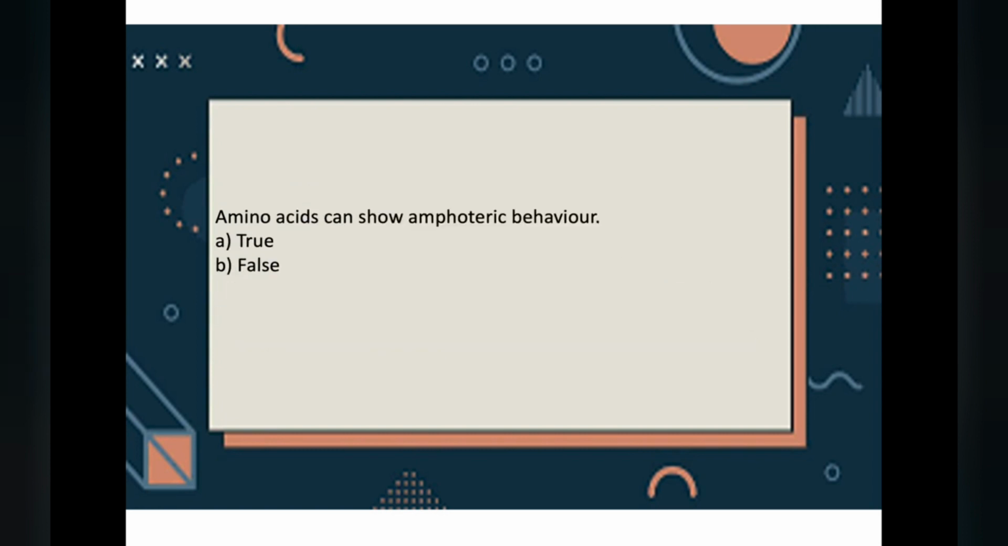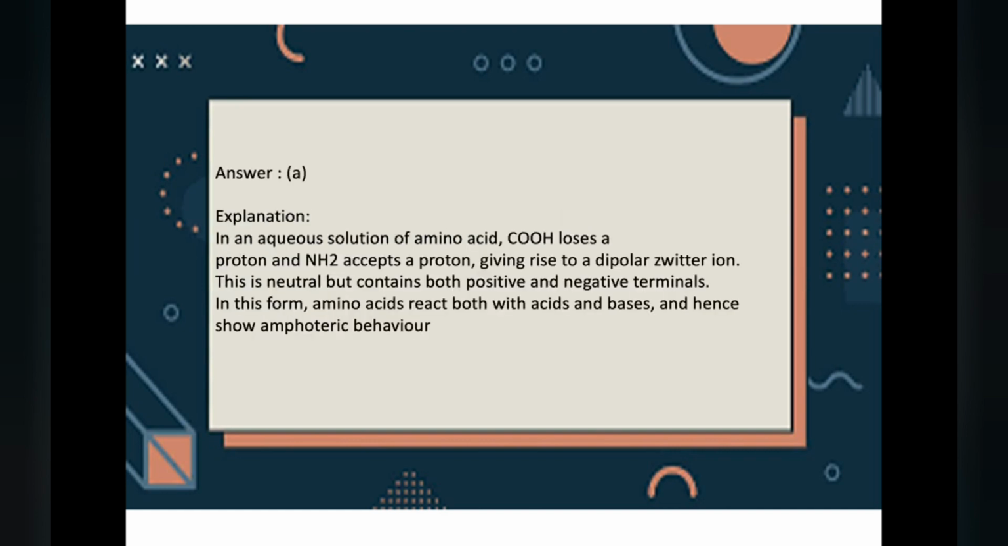Now the next one, you have to say whether this is true or false. We already learned about amino acids and their amphoteric behavior in detail in our unit. So the question is: amino acids can show amphoteric behavior, true or false? Actually it is true. We already learned that in aqueous solution, the COOH loses a proton and NH2 accepts that proton, so we get a dipolar zwitterion. We had learned that with the figure. We have both positive and negative charges in the same structure. So an amino acid in this form can react with acids and bases both, so it can always show amphoteric behavior.